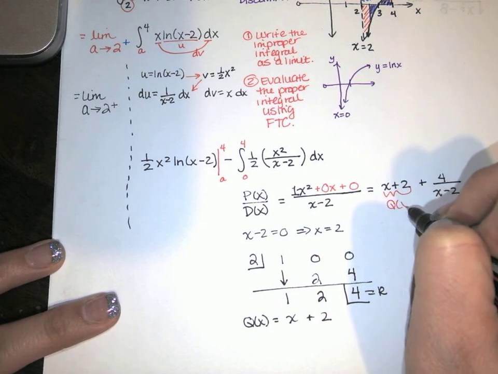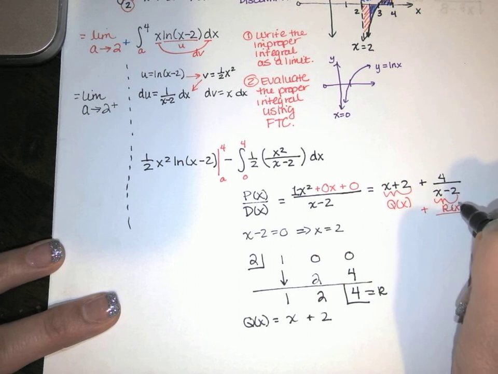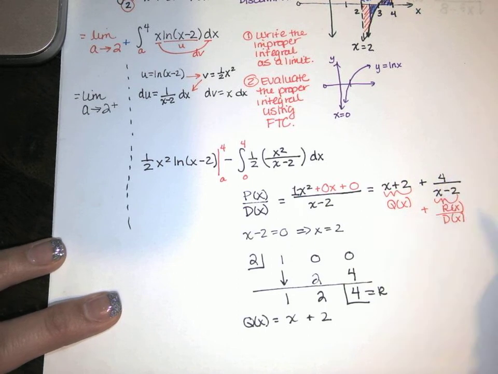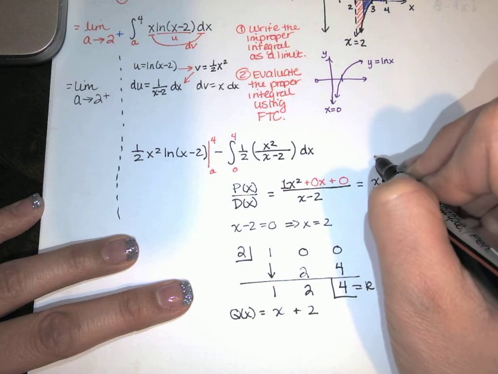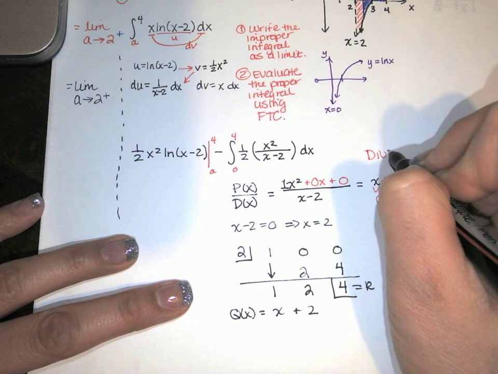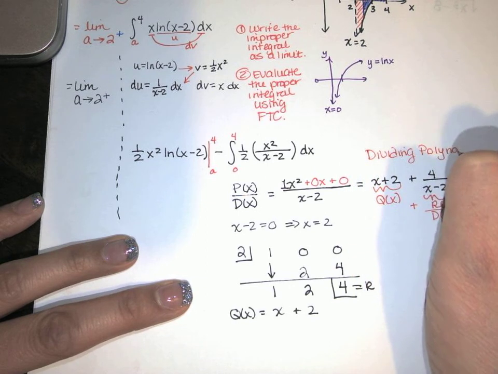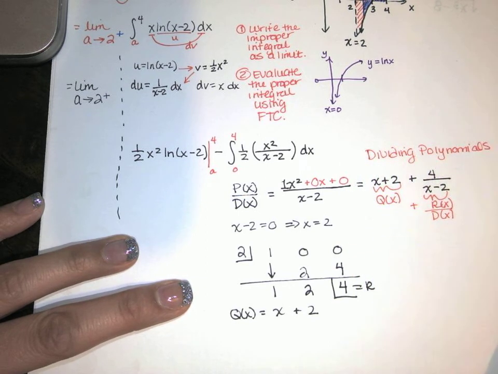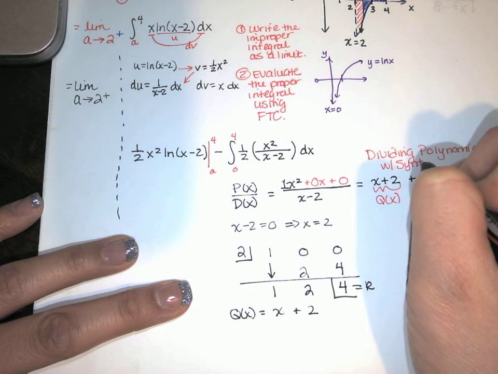So that's quotient plus remainder over divisor. And if you're a little rusty on this, that's okay. You might want to look up dividing polynomials, just in general, or dividing polynomials with synthetic division, which is what I just did.